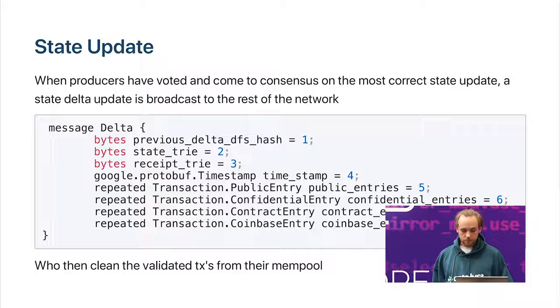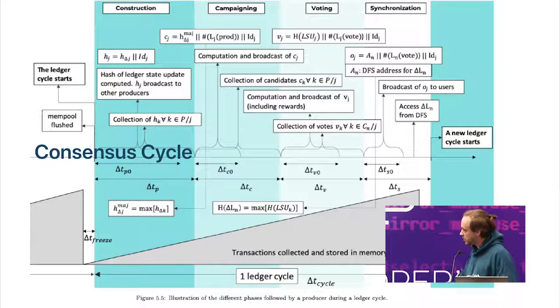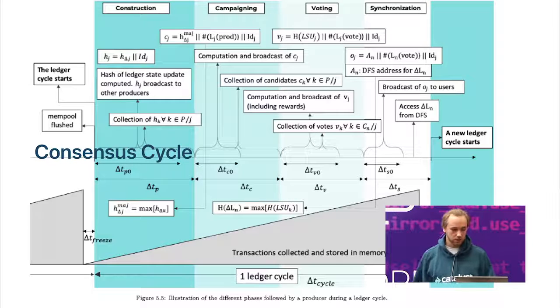And once they've come to an agreement, the new state update is broadcast into the DFS. The DFS hash, as we said earlier, is broadcast to the rest of the network. They pull out that state update from the file system, and they update their ledger, and the global state has been updated. So again, this is a full ledger cycle update.